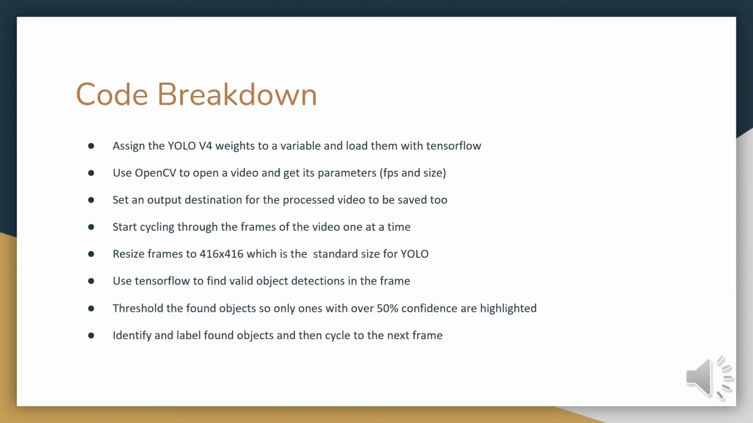As it goes, it resizes the frames to 416 by 416, which is the standard size for YOLO, and uses TensorFlow to find valid object detections in the frame. Before moving on to the next frame, the detected objects are thresholded, so only the ones that have over a 50% confidence level are considered. After identifying and labeling the found objects, the while loop saves the frames to the output video and moves on to the next frame.